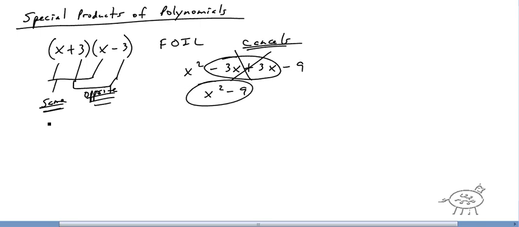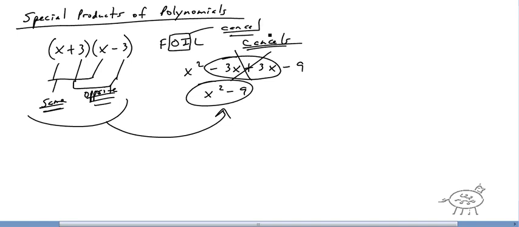This thing that I just showed you, where one term is the same and one is the opposite, is always going to give you something where the middle terms, the outside and the inside, cancel. That's always going to happen. So it's kind of nice.